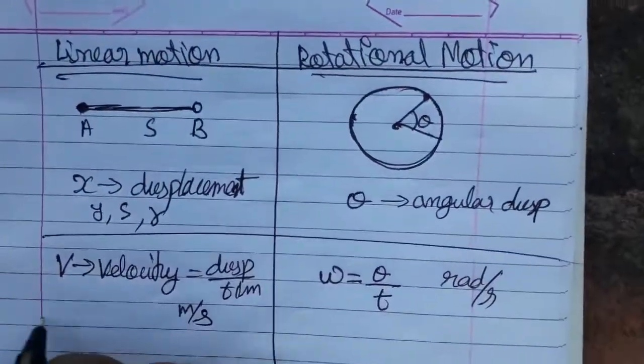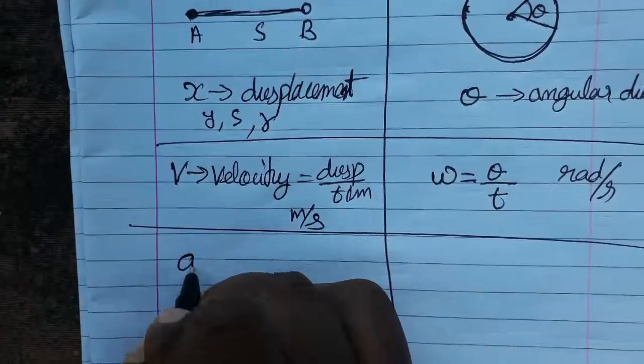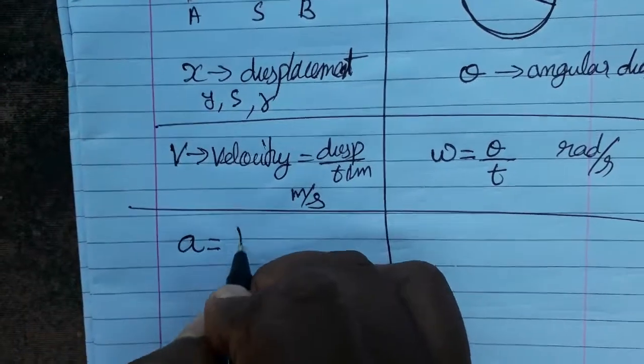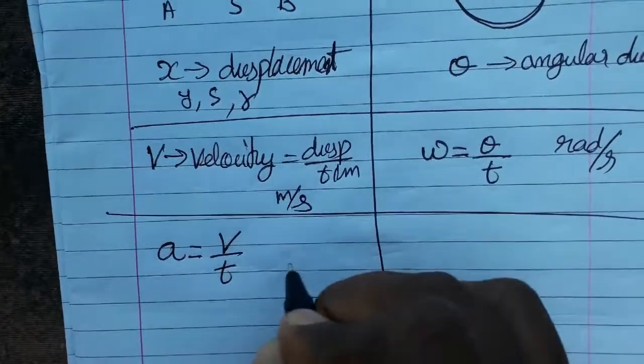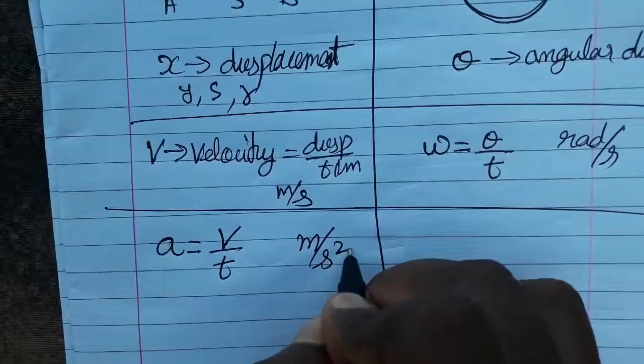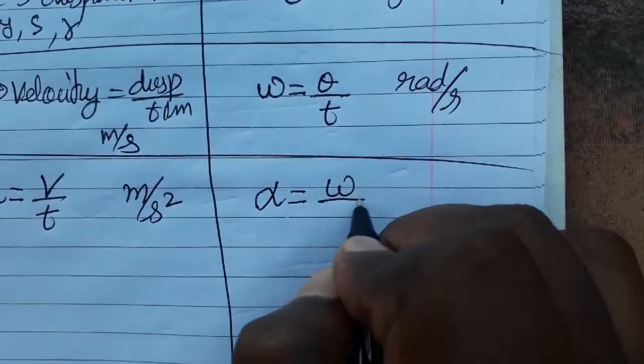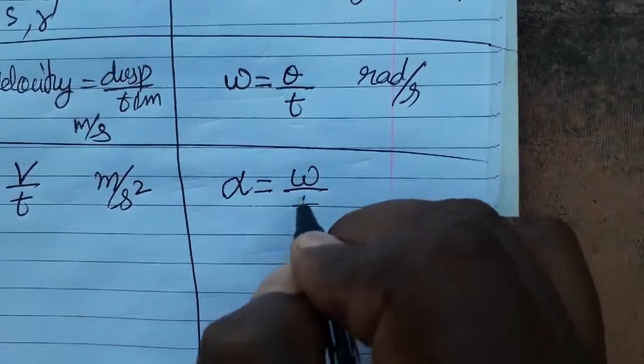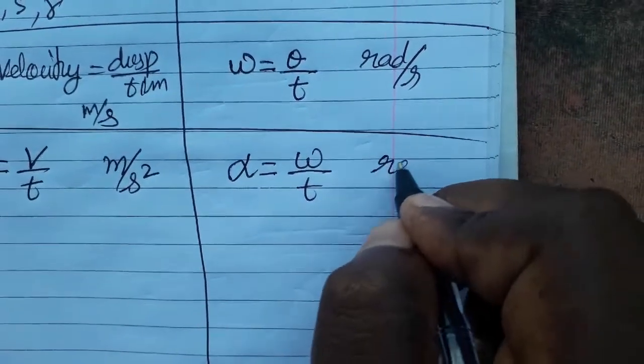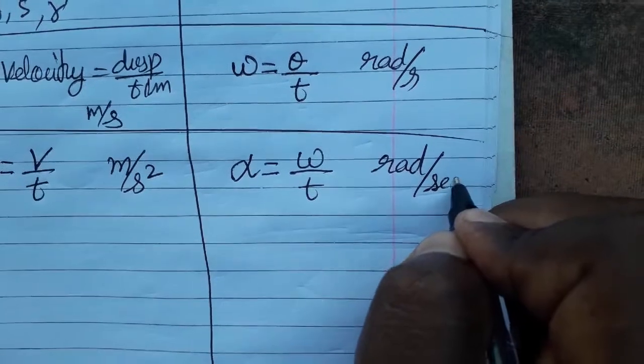Again, linear acceleration is velocity by time. The SI unit will be meter per second square. The same thing in rotation motion: alpha is equal to omega by t. Angular acceleration is equal to angular velocity by time. The SI unit will be rad per second square.